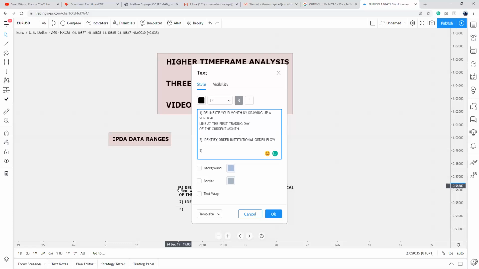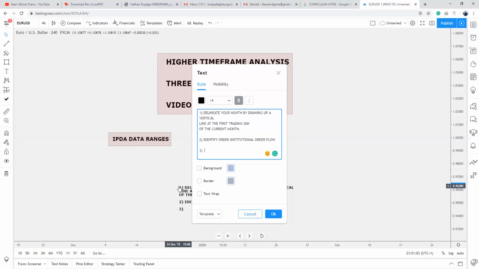It's very simple. Okay. So the first thing you're going to do is draw up a vertical line at the beginning of your current trading month. Step 2 is to identify the market direction, which is your institutional order flow. And then step 3 is to reference all institutional points between the beginning of the current month back to the 60-day range.